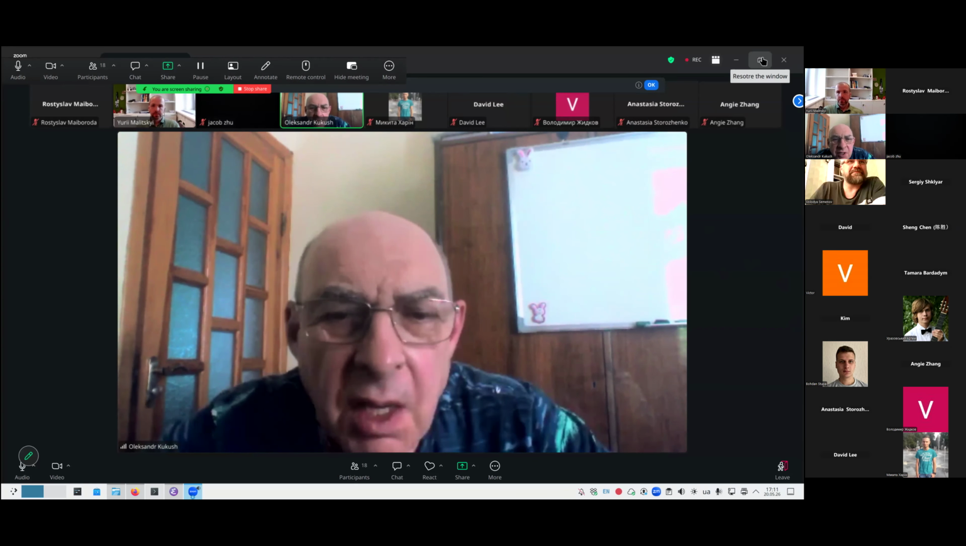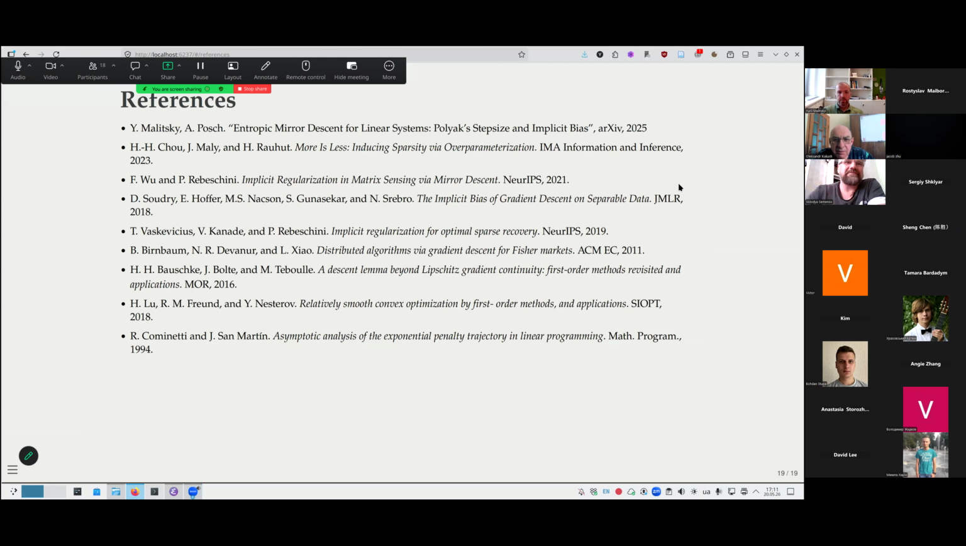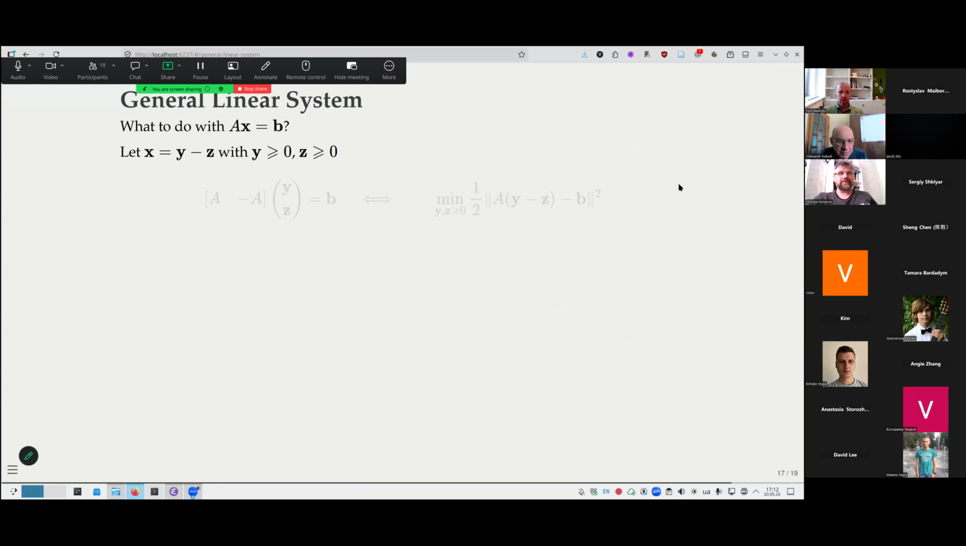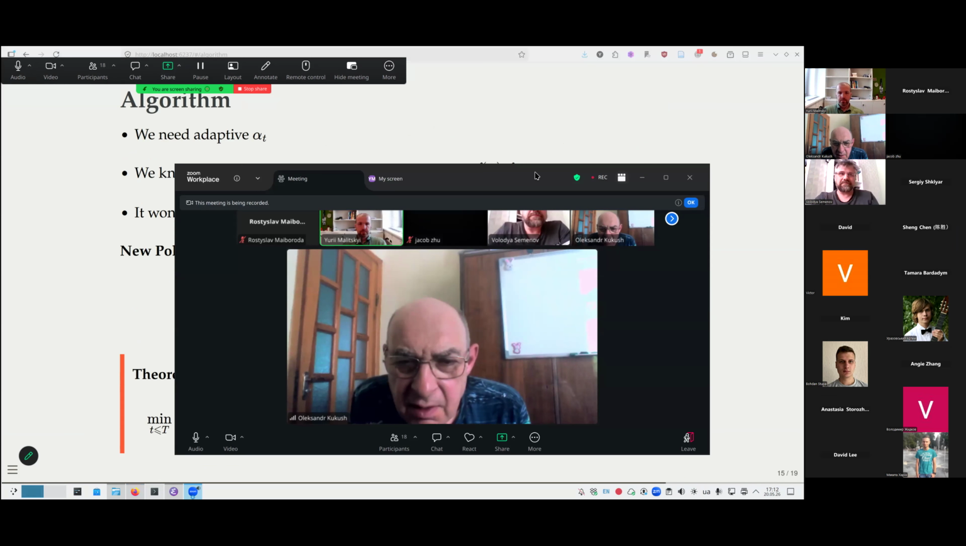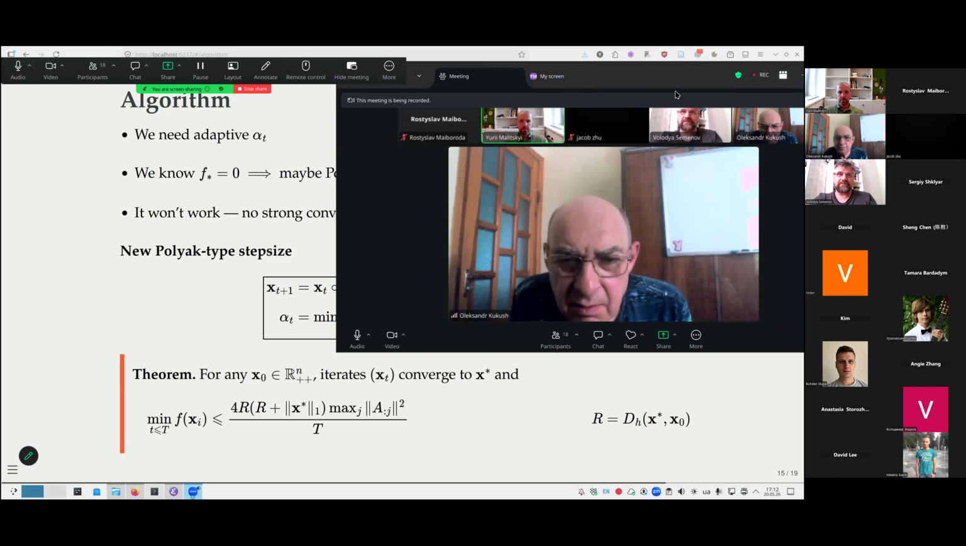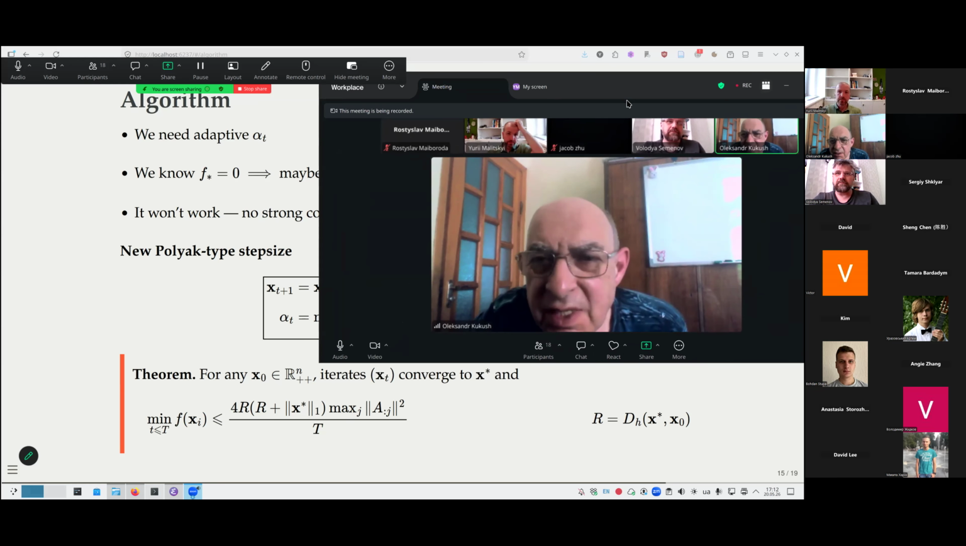And what about the rate of convergence of the last algorithm? Yeah, so the rate should be this one. It's the sublinear rate, 1 over t.